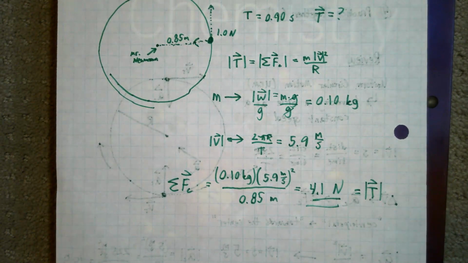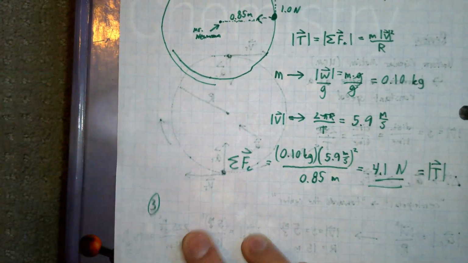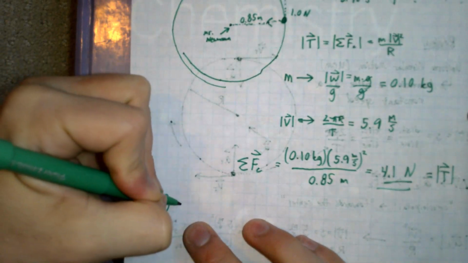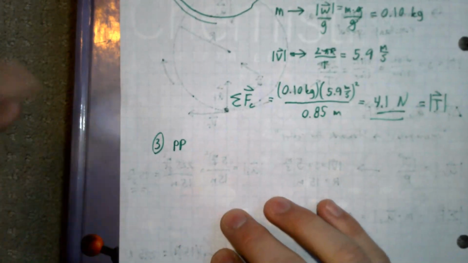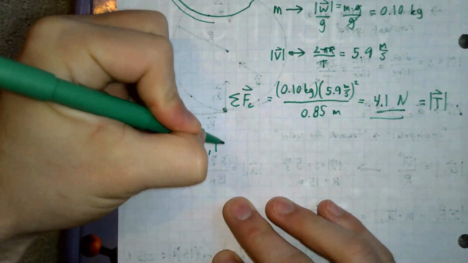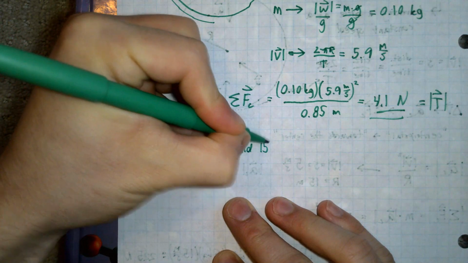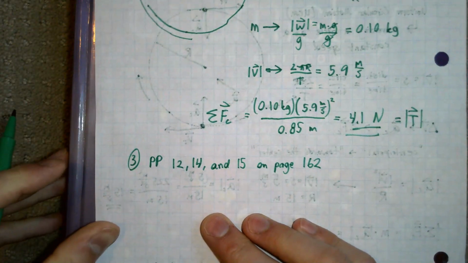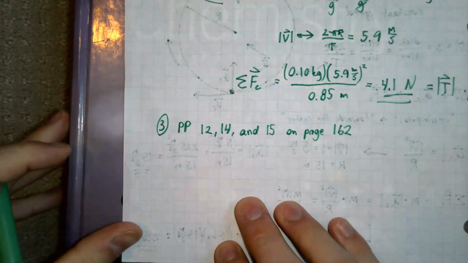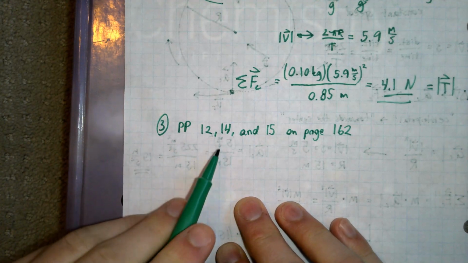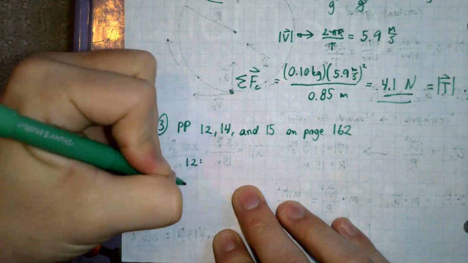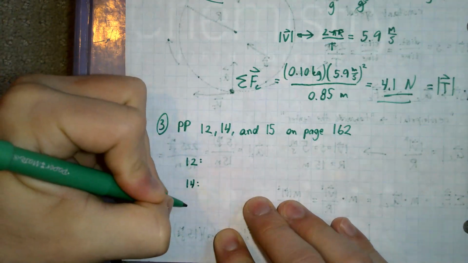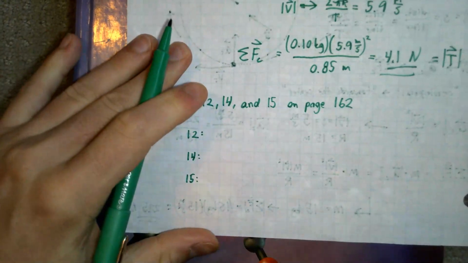All right, for part 3, getting towards the end of our lecture here, you will do practice problems 12, 14, and 15 on page 162. Before proceeding to part 4, I urge you to complete these practice problems. I'll give you the answers here. I encourage you not to look at the answers until after you attempt to solve them. So by all means, please pause this video now before I give you the answers to these problems.